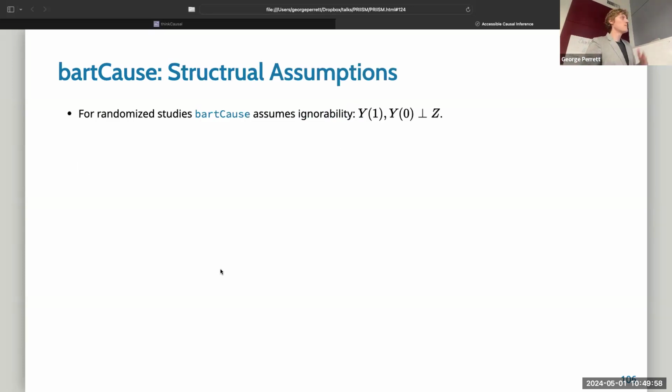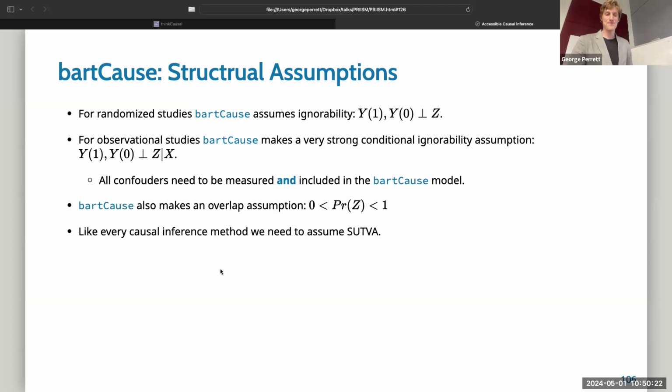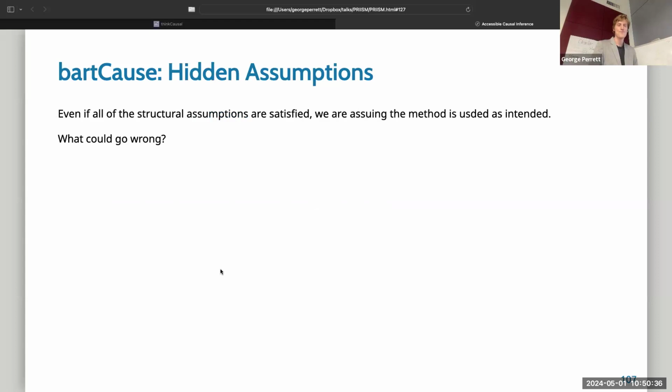Now, these structural assumptions still exist. BART doesn't fix them, notably the conditional ignorability. For randomized studies, we have the normal ignorability assumption. And for observational studies, we need to know that we've measured all the confounders. We need to assume that we have. All confounders need to be measured and included in the BART model. Both of those things need to be true. If we've measured them and don't include them in the model, it's not going to help us. We make some other structural assumptions like overlap. These are consistent to all causal inference methods in some way or another. And we also make an assumption about SUTVA again. Those two things are always going to be there, not the focus of today's talk.